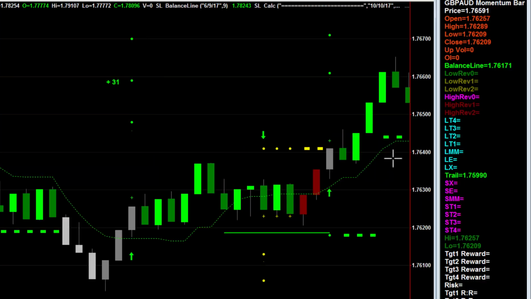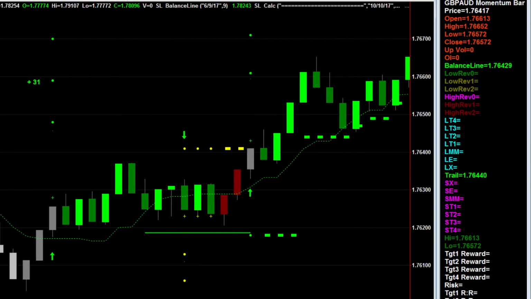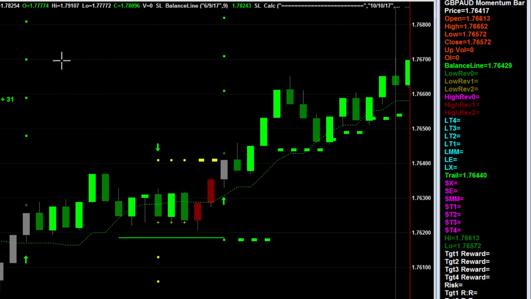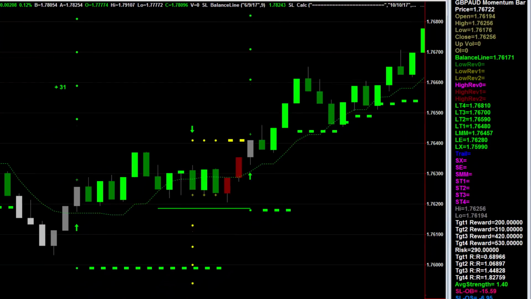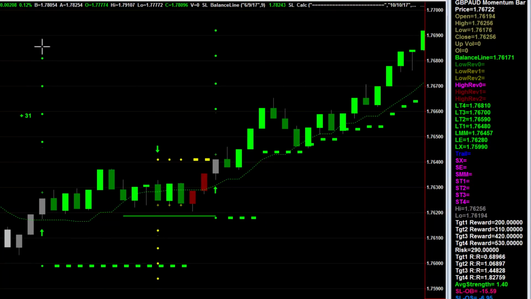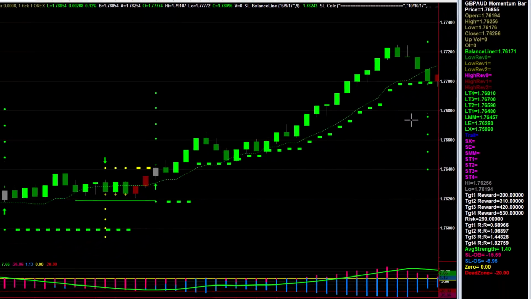The trailer is moving higher, and it continues to move higher, and so does the price as it comes up and hits target 3. Target 3 is good for 42 pips. And it continues to go higher, and it hits target 4, which is good for 53 pips, continuing to trade and trail up, and the trailer keeps going until here.